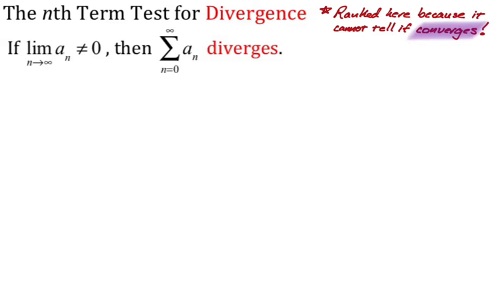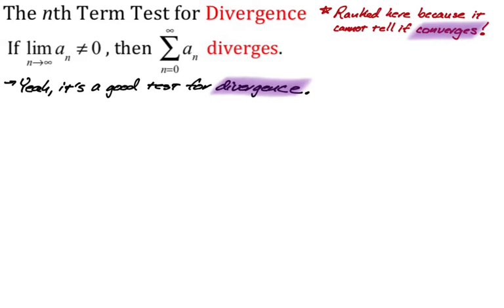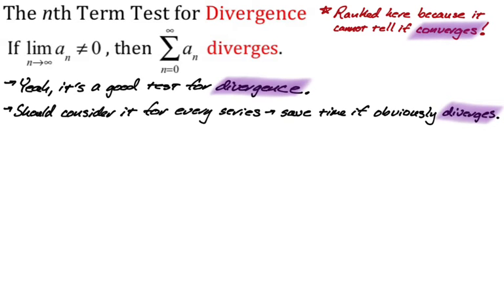Also, I'm looking at this, and I feel like I used the wrong color to highlight converges there, but whatever, it's fine. All right, so this is a great test for divergence. If you take the limit and you don't get 0, then you know something diverges. Perfect. On the other hand, it can't tell you if anything converges, which is bad.